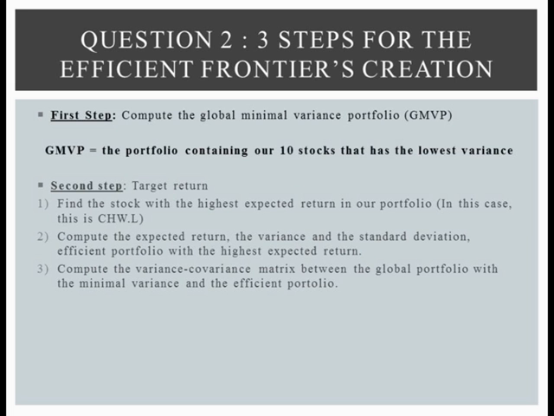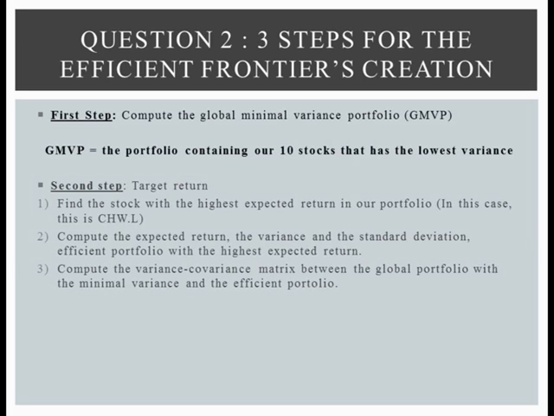Hi everybody, I will now solve question 2, in 3 steps for the efficient frontier creation. The first step is to compute the global minimal variance portfolio, the GMVP. The GMVP is the portfolio containing our 10 stocks that has the lowest variance. The second step is to target the return.